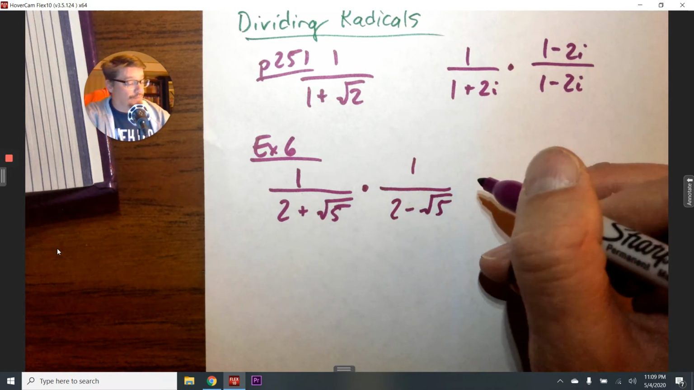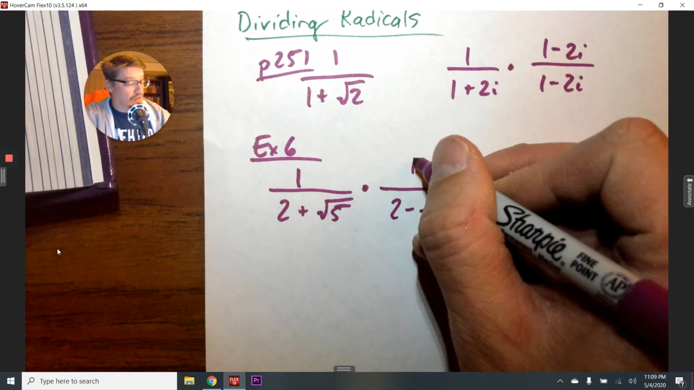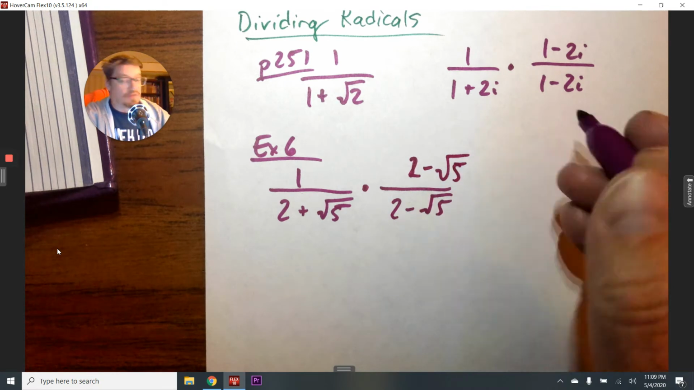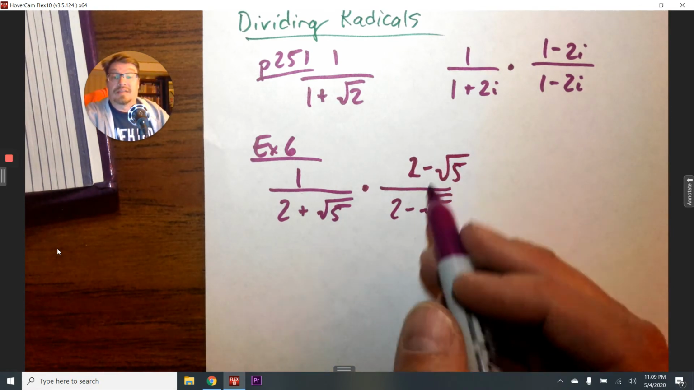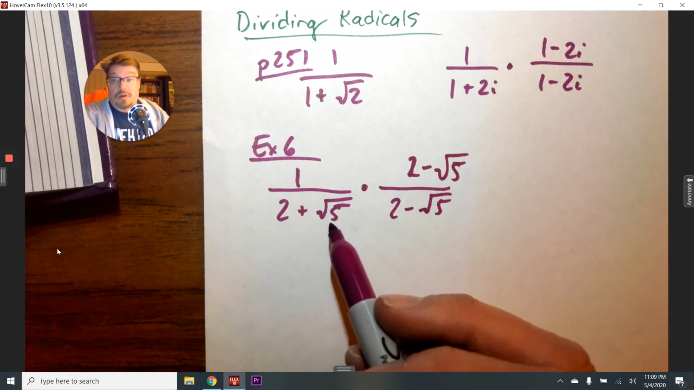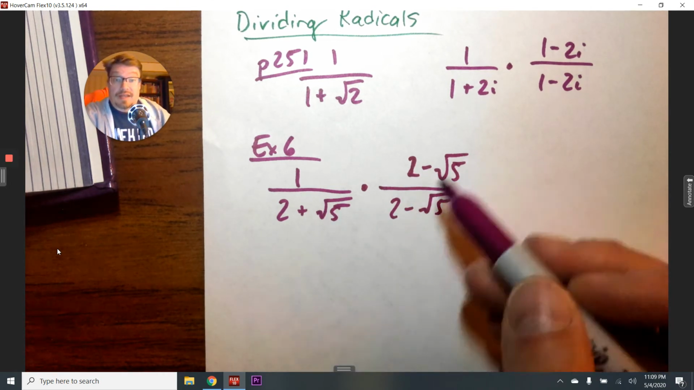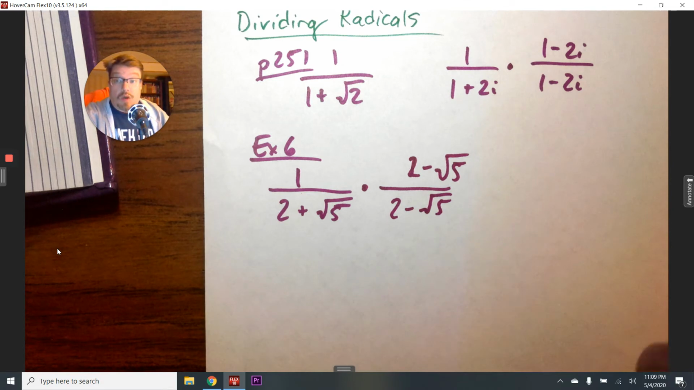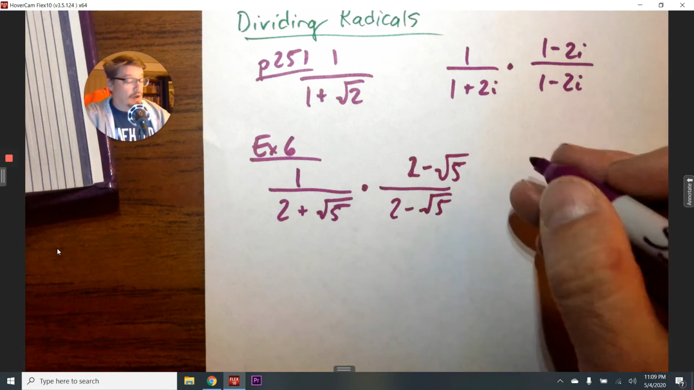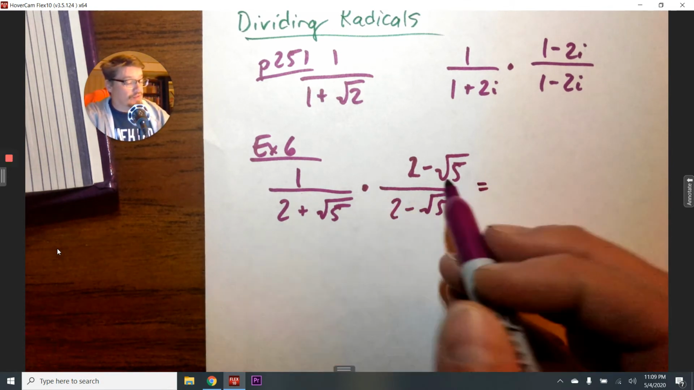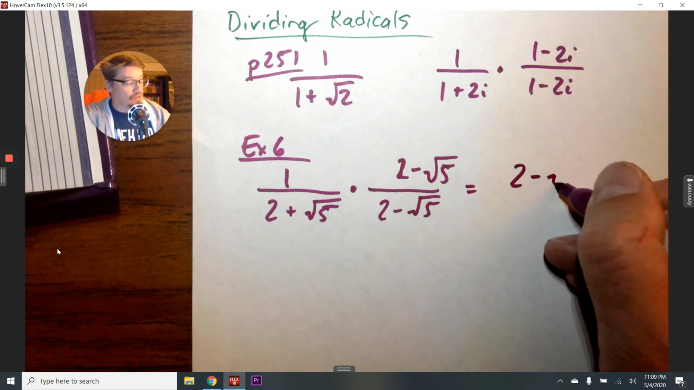So I made a mistake, though. This should be 2 minus radical 5 as well. This has to be 1, all right? You can't change a number here. What you're doing is you're multiplying by 1. These guys do cancel out, so I am multiplying by 1, but this is a trick. So 1 gets distributed to both of those terms, so it just ends up being 2 minus radical 5.